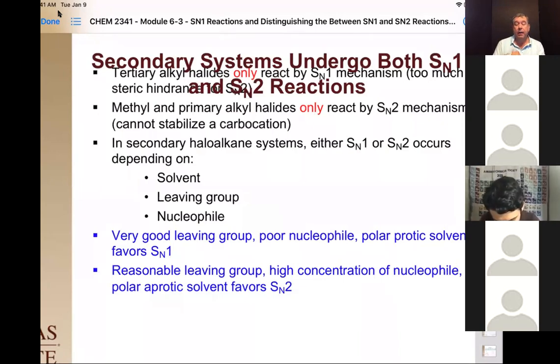Now, if you have a good nucleophile, something that has a negative charge, and you have a polar aprotic solvent, and your leaving group is not necessarily really good, you're probably going to go under an SN2 reaction. Let's say you have a chloride leaving group, you're doing it in acetone, and you're attacking it with a large concentration of iodide. Iodide's a pretty good nucleophile, it's in a non-protic solvent, and chlorine is not a great leaving group. It's going to go SN2.